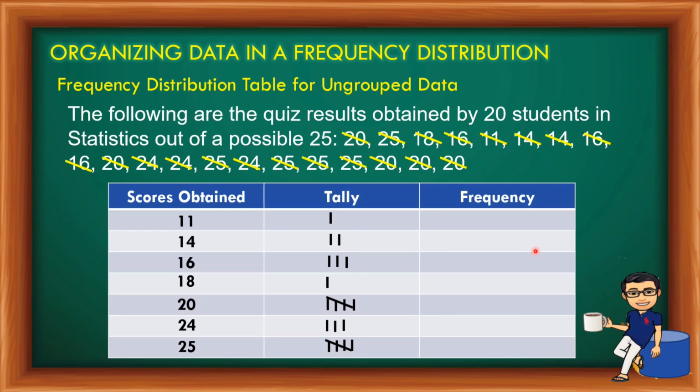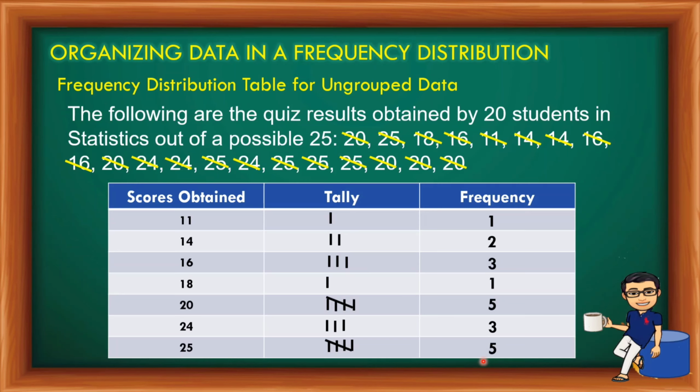So, ang nakakuha ng 11 ay 1 only. Ang nakakuha ng 14, 2. Ang nakakuha ng 16, 3. 18 is 1. 20 is 5. 24 is 3. 25 is 5.